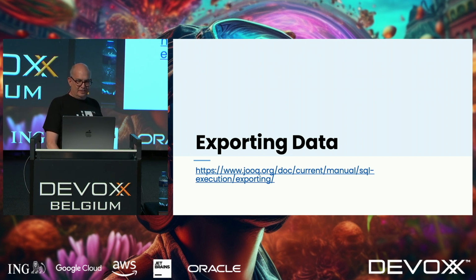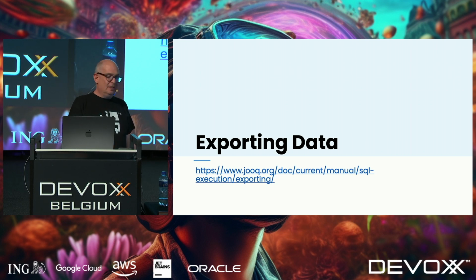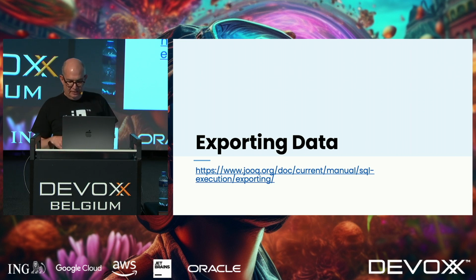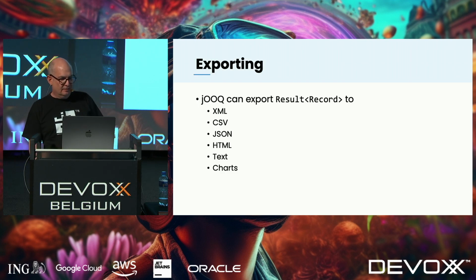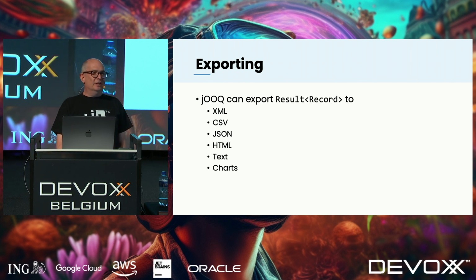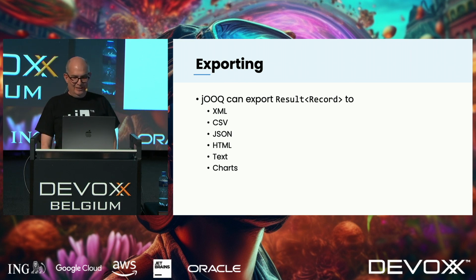Here it's only written exporting data, but you can also import data with jOOQ. What does this mean? I can use jOOQ to export data in these formats. So I can directly export it to XML, CSV, JSON, HTML, text, and even charts. So this will be ASCII charts, not any nice charting library. It's just for fun, I would say.